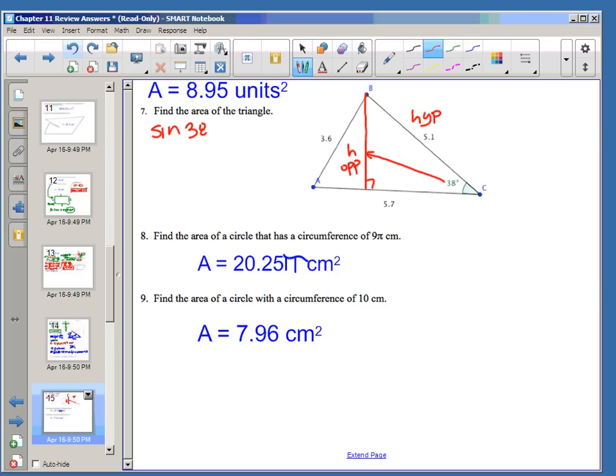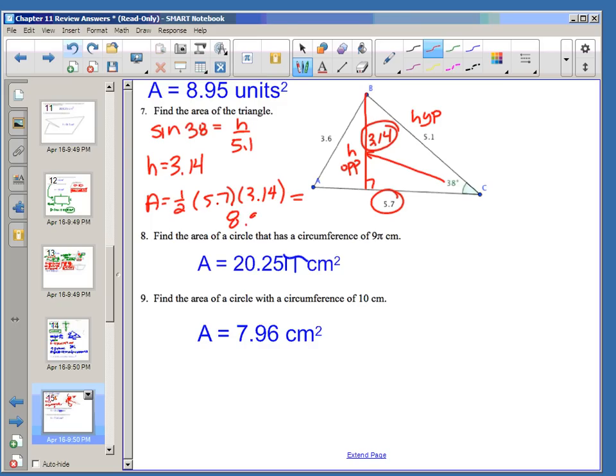Sine of 38 equals h over 5.1. So my height is going to be 3.14. Now I can use that height in my base to find the area. And don't forget the triangle is 1/2 base times height. So I get my final area to be 8.95. And I didn't give you anything, so we can just write units squared.